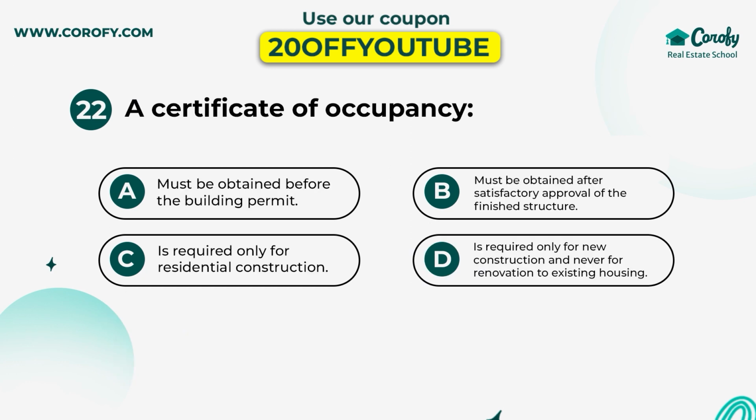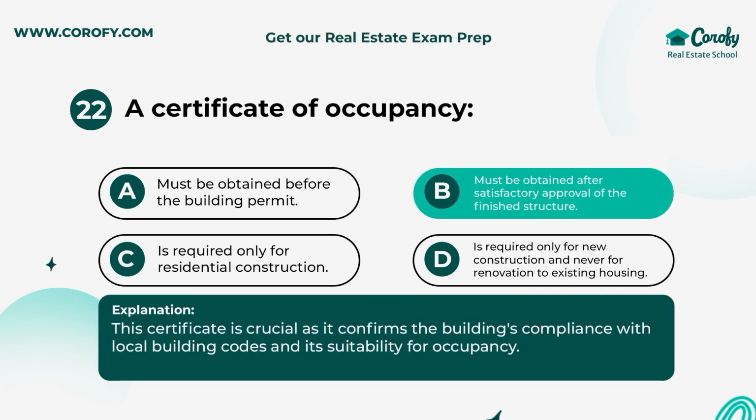Question 22. A certificate of occupancy. A, must be obtained before the building permit. B, must be obtained after satisfactory approval of the finished structure. C, is required only for residential construction. D, is required only for new construction and never for renovation to existing housing. The correct answer is B, must be obtained after satisfactory approval of the finished structure. This certificate is crucial as it confirms the building's compliance with local building codes and its suitability for occupancy.